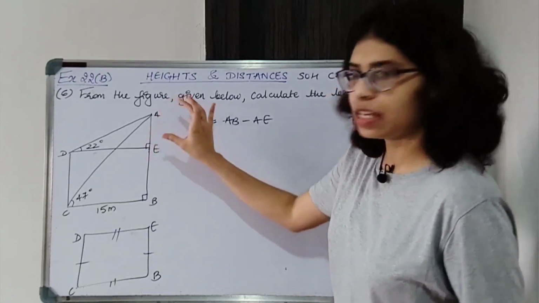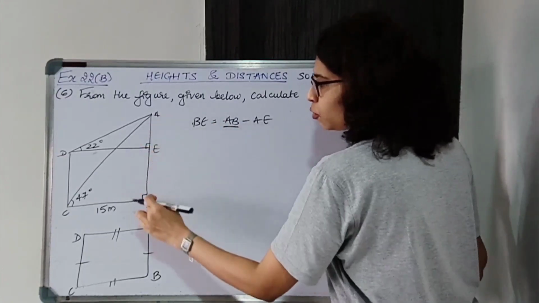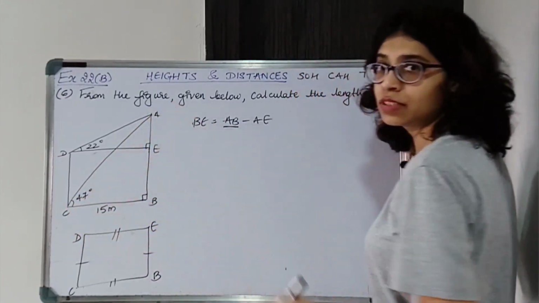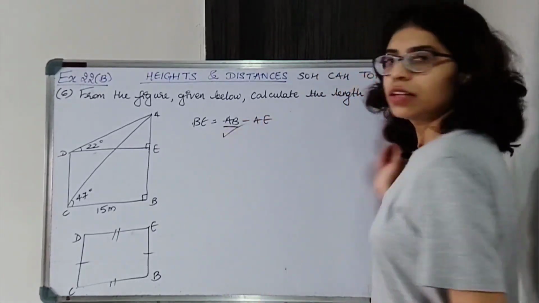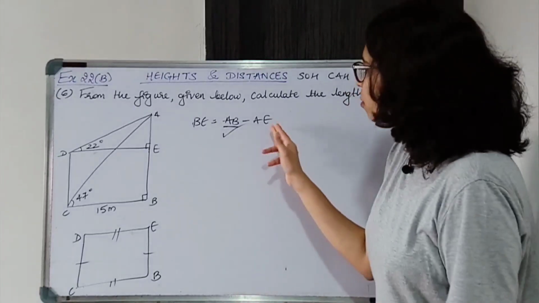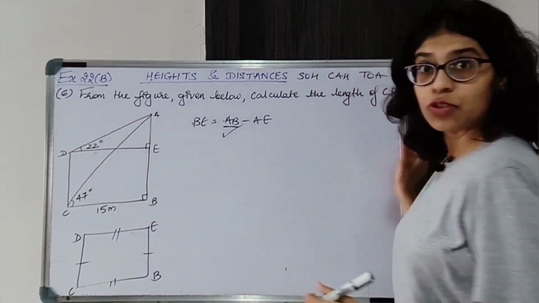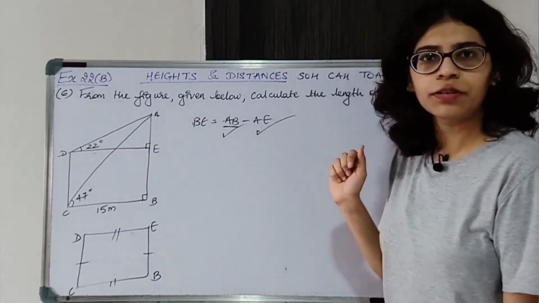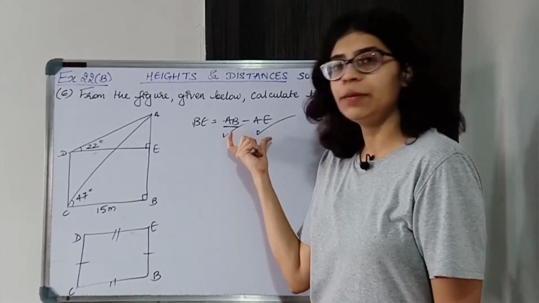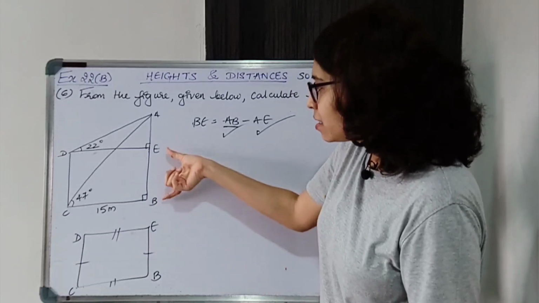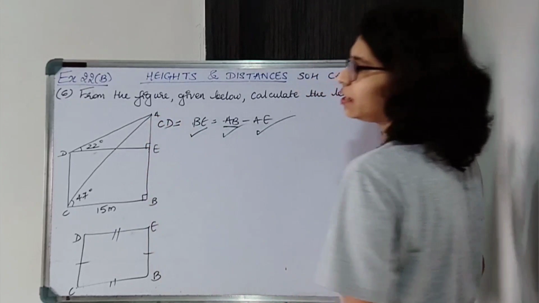Correct, if we remove AE from AB we will get BE. Now AB, if you notice, is a part of this right angle triangle. So yes, we can use trigonometric ratio. So AB we can find. What about AE? AE is again a part of this right angle triangle. So yes, again we can apply trigonometric ratio over here. Once you get AB and AE, it's easy because AB minus AE will give you BE, and this BE is equal to CD.